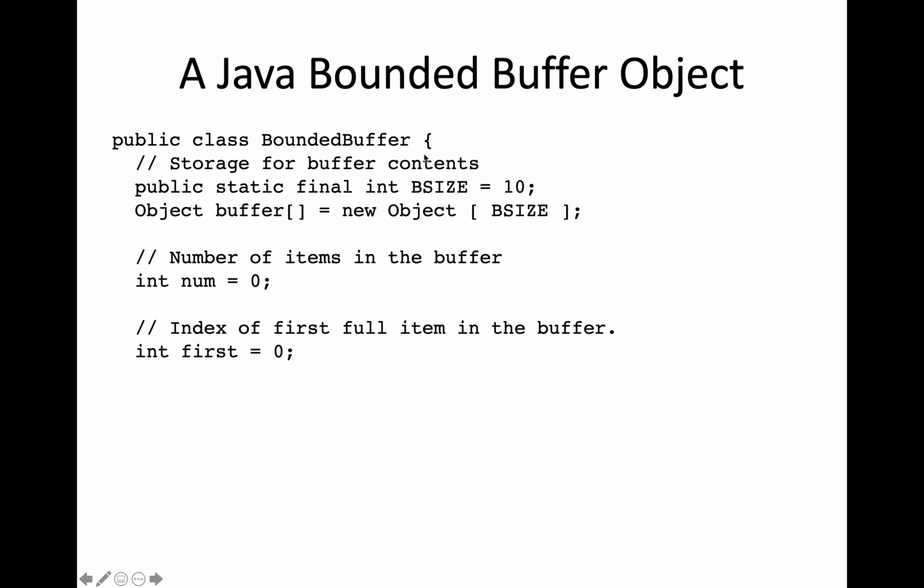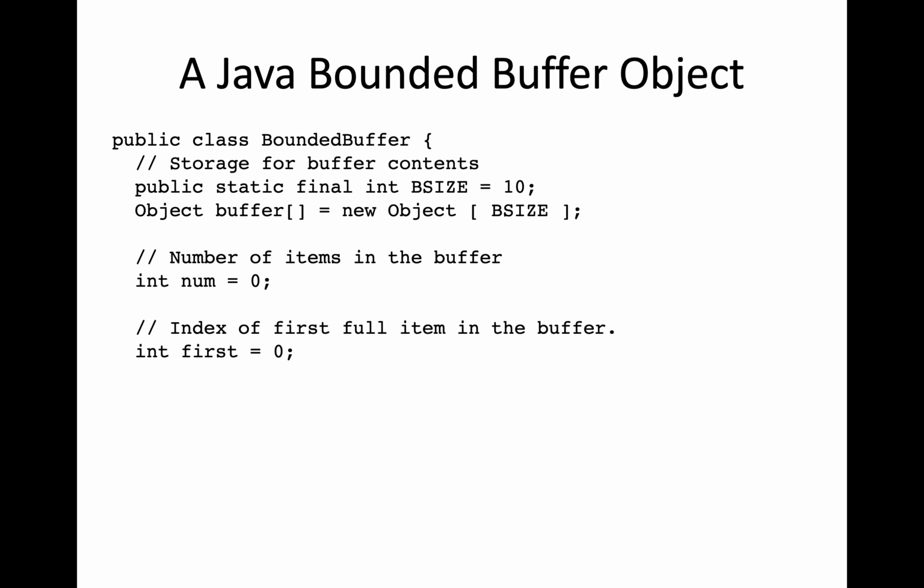I've got a variable up here that determines the size, so we could easily change that if we wanted. I've got a buffer itself, which I just made an array of objects. And then I've got a first, which is the position of the item at the front of the buffer, and then a count of how many items are in the buffer.